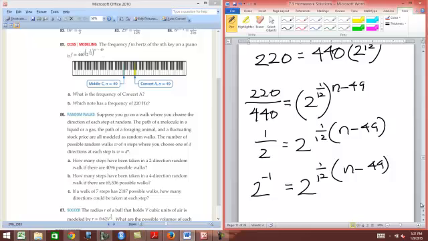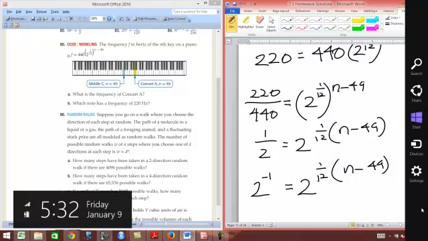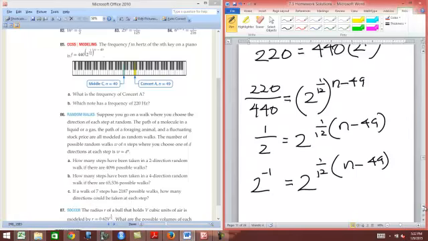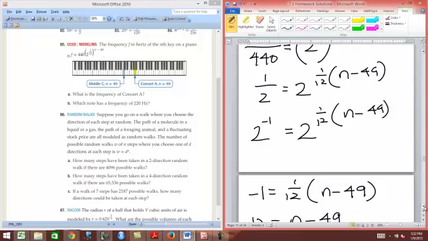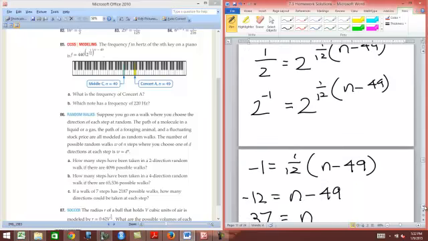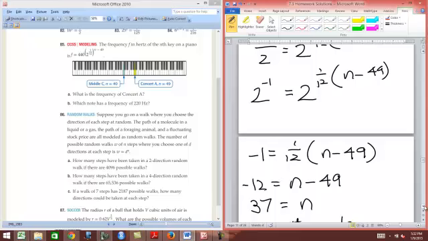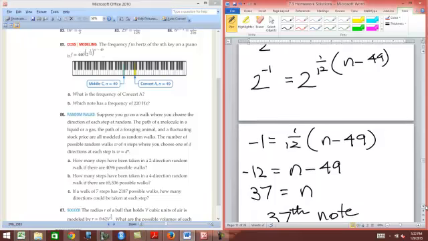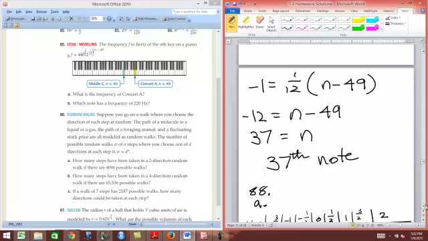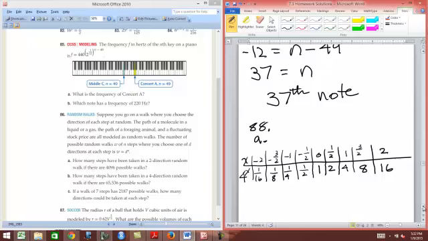Instead, what we're going to do is make the bases the same. 1/2 equals 2 to the negative 1. We've been through that. This is old territory here. So therefore, we have an equation of negative 1 equals 1/12 times the quantity n minus 49. Multiply both sides by 12. We get negative 12 equals n minus 49. N equals 37. So it's the 37th note. Hopefully one of you really talented people knows what that is.